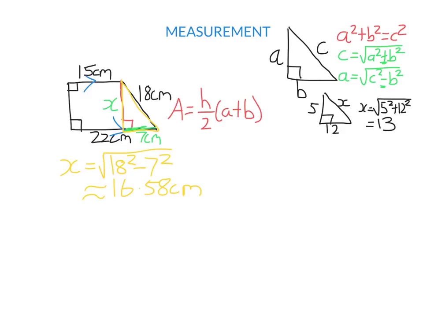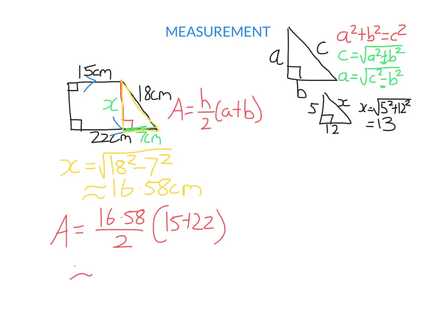So the total area will be the perpendicular height divided by 2 times the sum of the two parallel sides. Again, putting that on my calculator, I'm going to get about 306.73. This is area, so it will be centimeters squared. Make sure you know how to find the area of shapes like this.